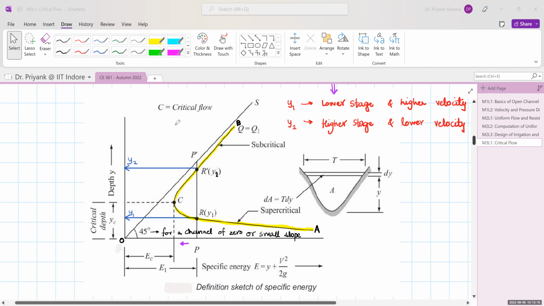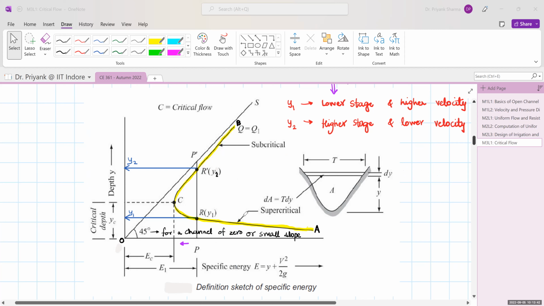Now let us take another condition where we are going to increase the specific energy. So specific energy, let us say I increase it to E2 at this point. So what is happening? The difference between my alternate depths is going on increasing. So y2 minus y1 is going on increasing with the increase in the specific energy. If I take another section here, you can see that this difference is going on increasing.